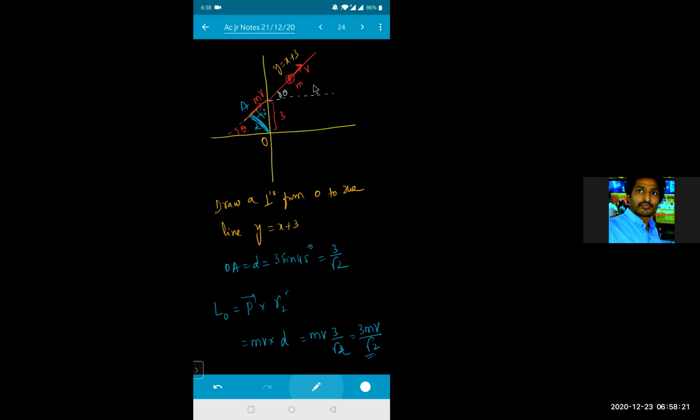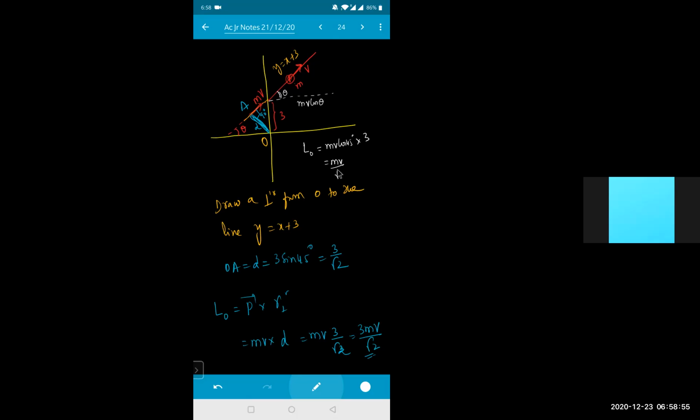Now this is m into v, but you resolve this one: m into v into cos theta. Then the perpendicular distance is 3, isn't it? So angular momentum will be equal to... you don't need to do all this; you can directly write in one step. Angular momentum about point O is equal to mv into cos 45 into the perpendicular distance, which is 3. So that is equal to m into v, cos 45 is how much?